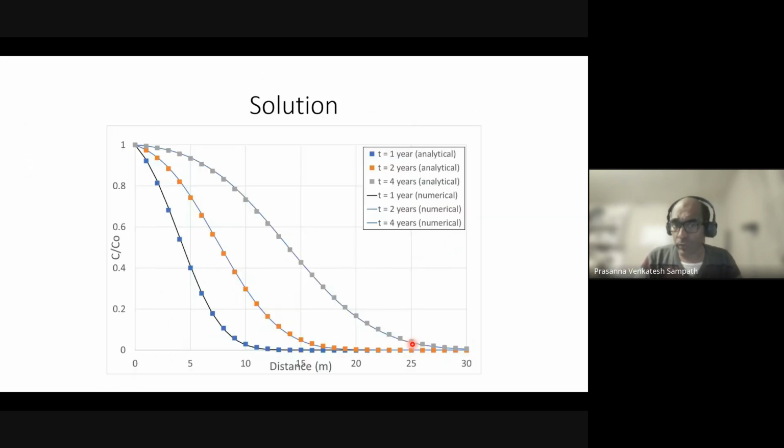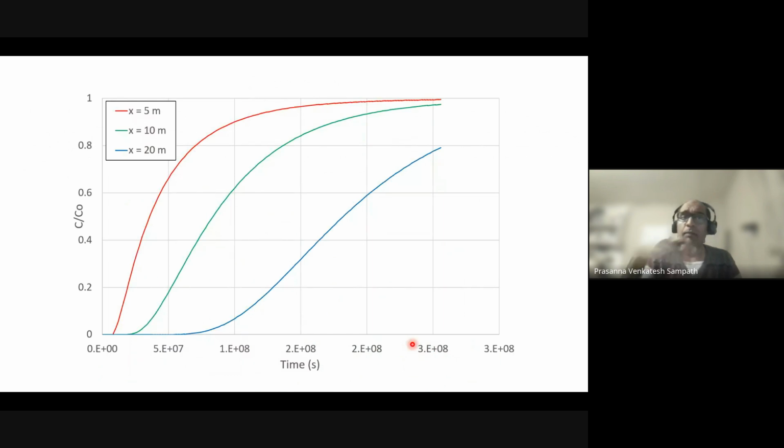So now the next plot is showing, as a function of time at different points in space, the red curve is showing how the concentration changes at x equal to 5 meters, at x equal to 10 meters is green, and then the blue line is at x equal to 20 meters. Now, does this follow what your expectation is?